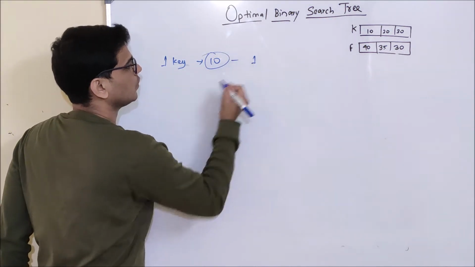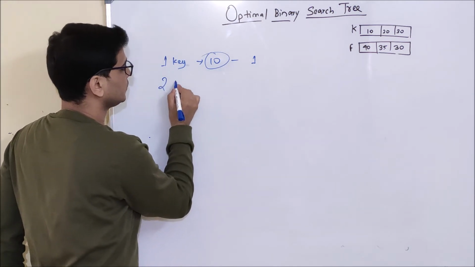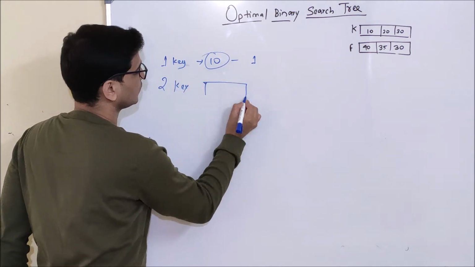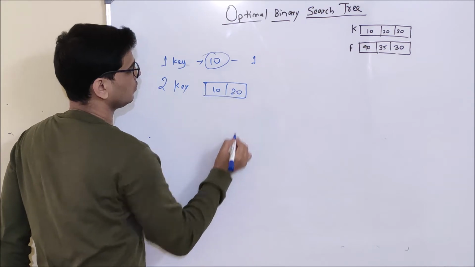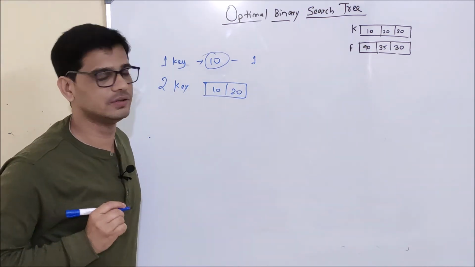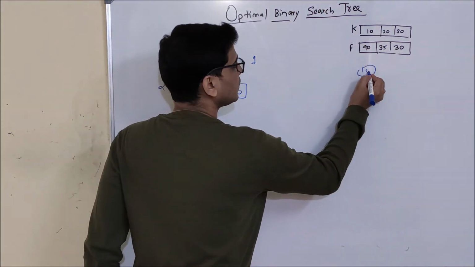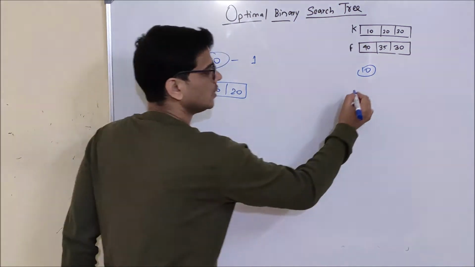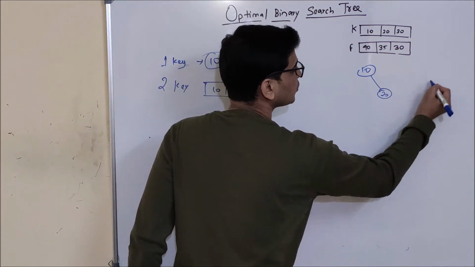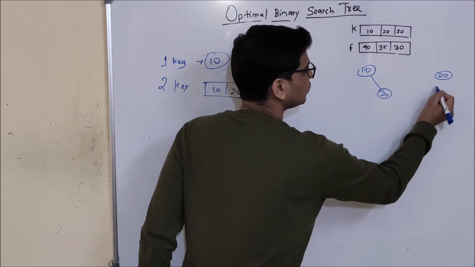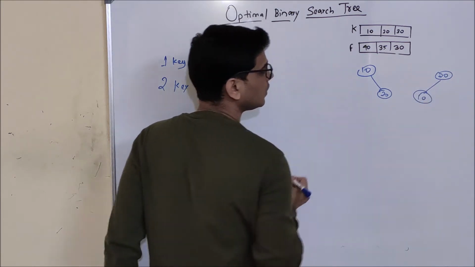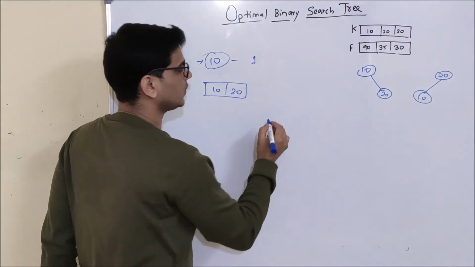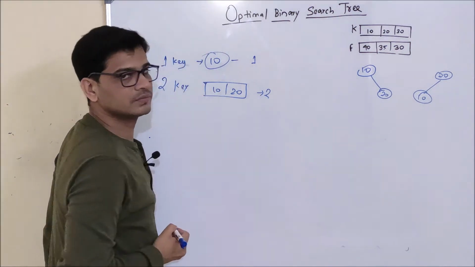Suppose you are given 2 keys, 10, 20. How many BSTs can you construct here? You can make 10 root, then 20 will fall here. Another option is that you can make 20 root, then 10 will fall in the left subtree. So total trees is 2.